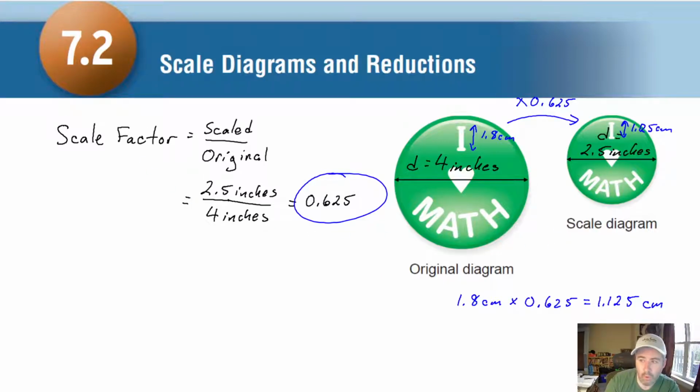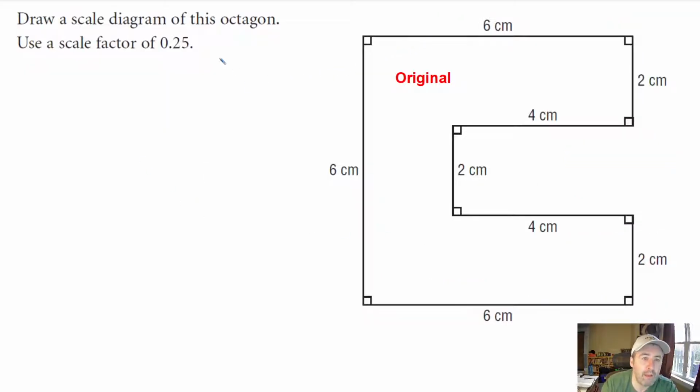Okay, all right. So here we've got a scale diagram of an octagon. I know it's not what you'd probably pictured for an octagon. All that means is that it has 8 sides. We have 6 centimeters, 2, 4 centimeters, 2 centimeters, 4, 2, and 6. So our 3 lengths are 6, 4, and 2. All of the sides are either 6, 4, or 2.